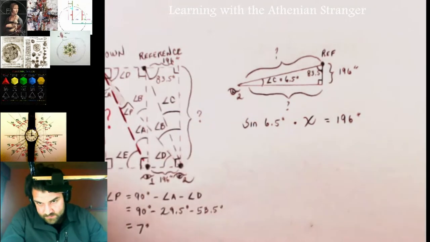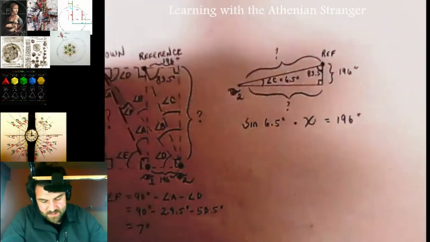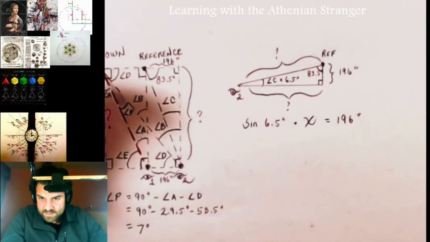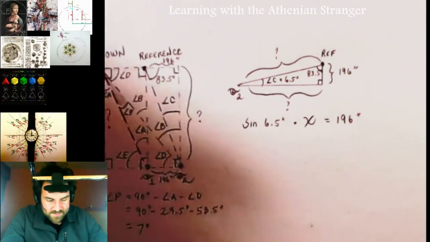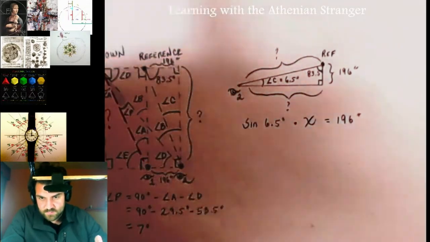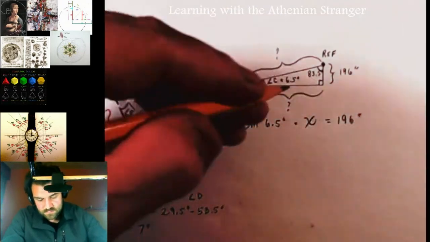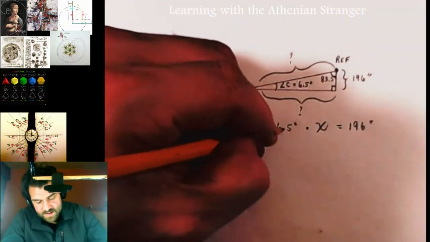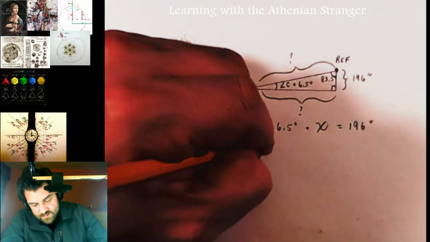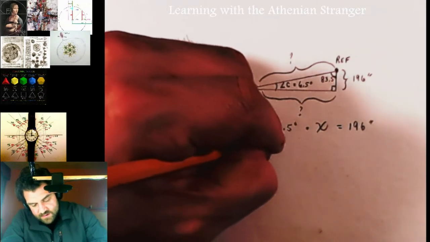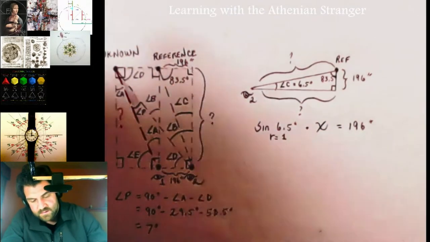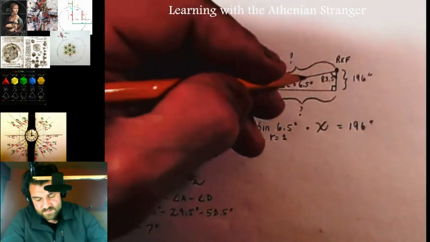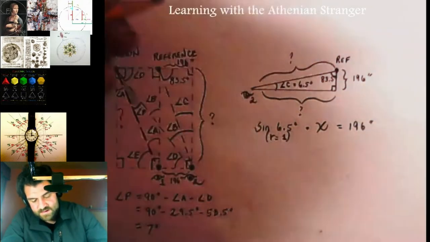Because the sine of 6.5 in radians is going to give me the radian measurement for the sine of 6.5 degrees for a unit circle of radius 1. Right, so it's like this: the sine of 6.5 degrees for the unit circle of radius equals 1. Okay, that would be a good way to write it for this sine here.